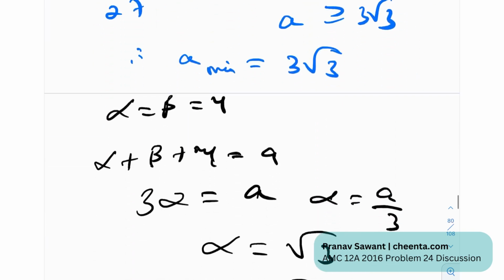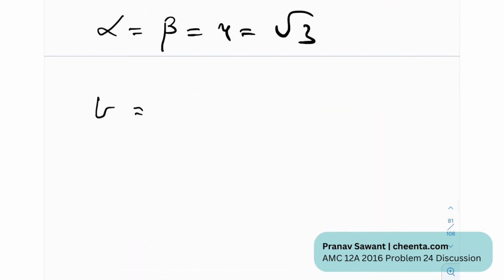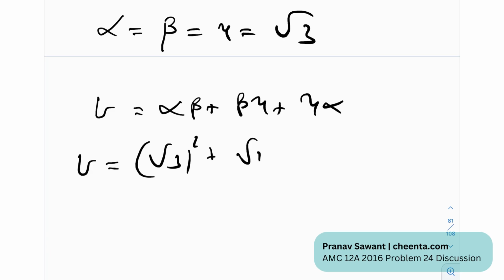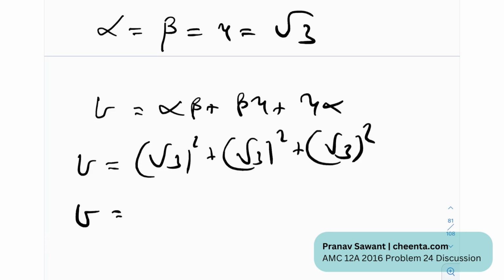So b is nothing but alpha beta plus beta gamma plus gamma alpha. That is nothing but root 3 times root 3, which is root 3 squared, plus root 3 squared plus root 3 squared. So b is 3 plus 3 plus 3, which is 9. So we found the value of b, which we had to find in the question.